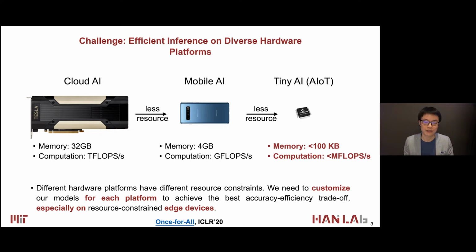And the mobile device, like this mobile phone, the memory is roughly around 4 gigabytes, right? And the computation power is gigaflops per second. And a tiny microcontroller, the memory is less than 100 kilobytes, and the computation could be far less than millions of flops per second. So it's very difficult to have one model that can fit all devices, right?